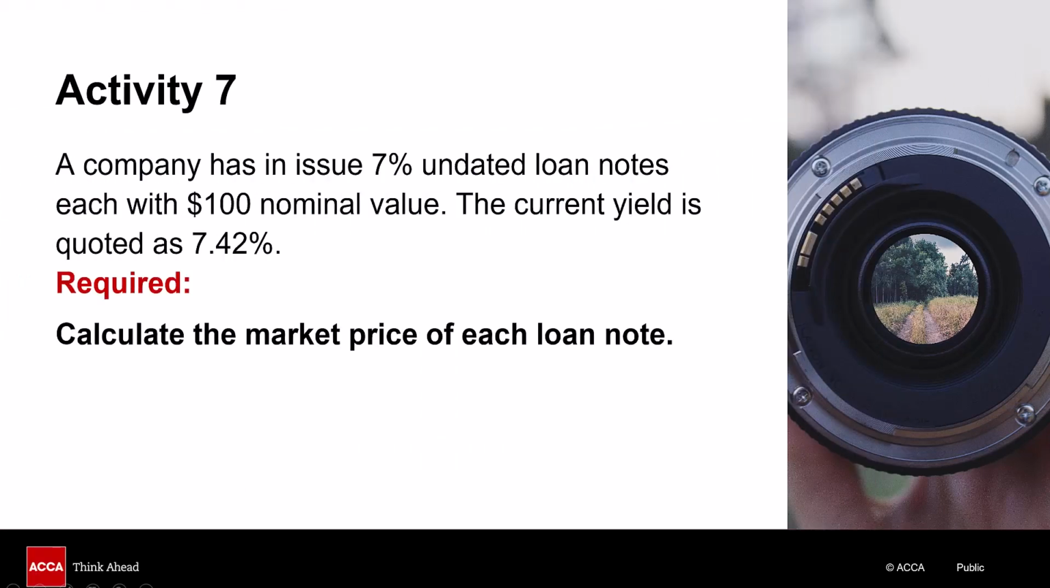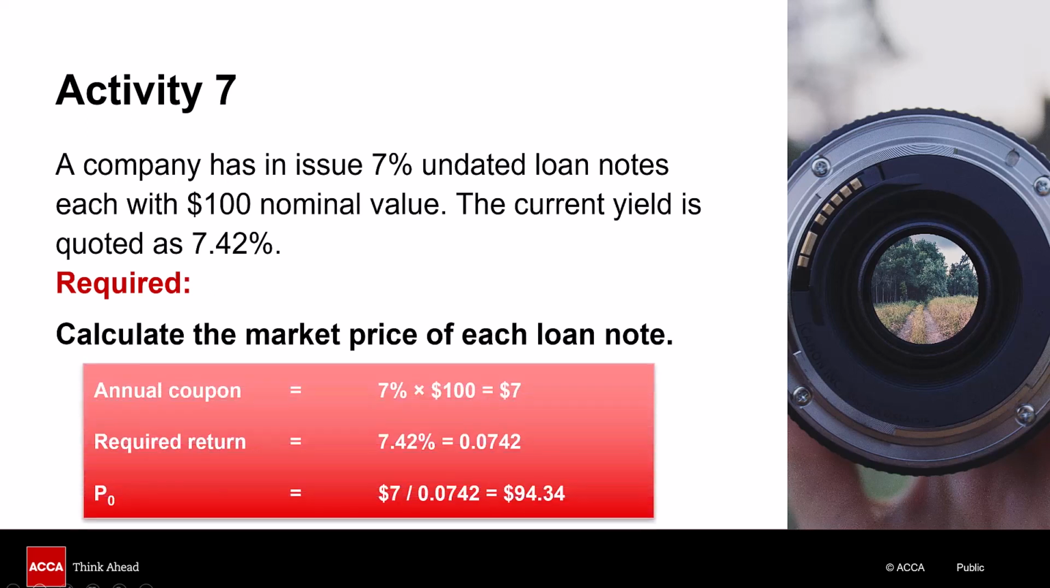So activity 7, which again is in the study hub, says a company has in issue 7% undated loan notes, each with 100 nominal value. The current yield is quoted at 7.42%. Calculate the market price of each loan note. So the formula will be the annual coupon in dollars, which will be 7% of that nominal value of 100, which is $7. That is then divided by that required return as a decimal, and we'll get 94.34 as the market price of each loan note.